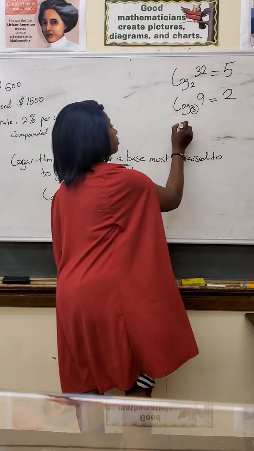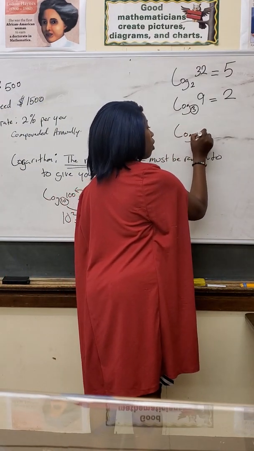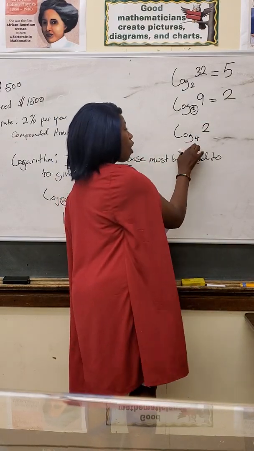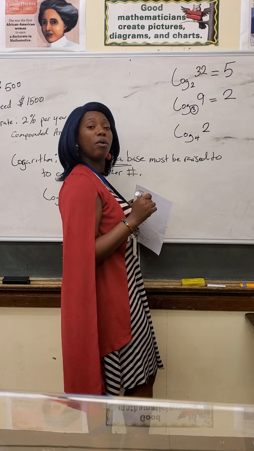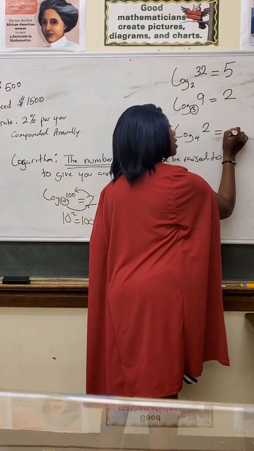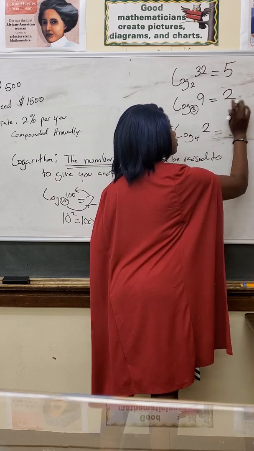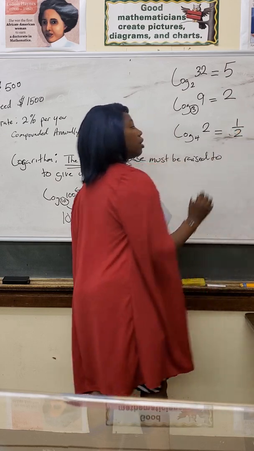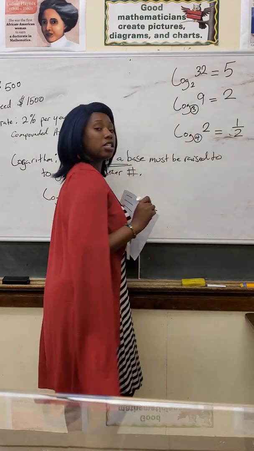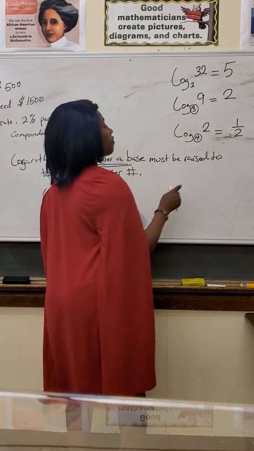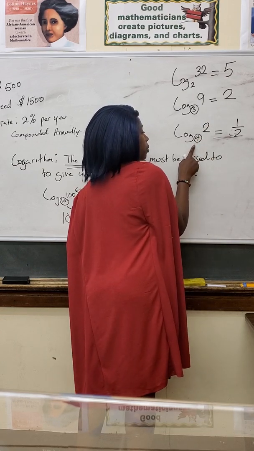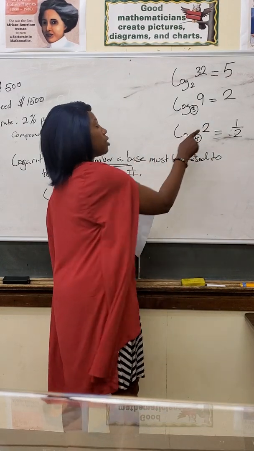So log in base 4 of 2, 4 has to be raised to the power of 1/2. So this would equal 1/2. What power will the base have to be raised to in order to give you this number? So this little number here, what power do we have to be raised to give you this number?